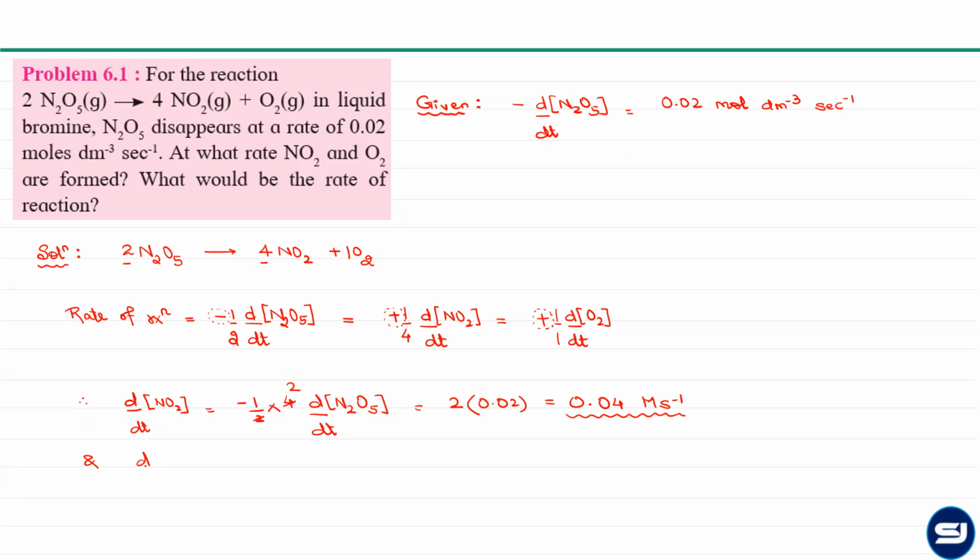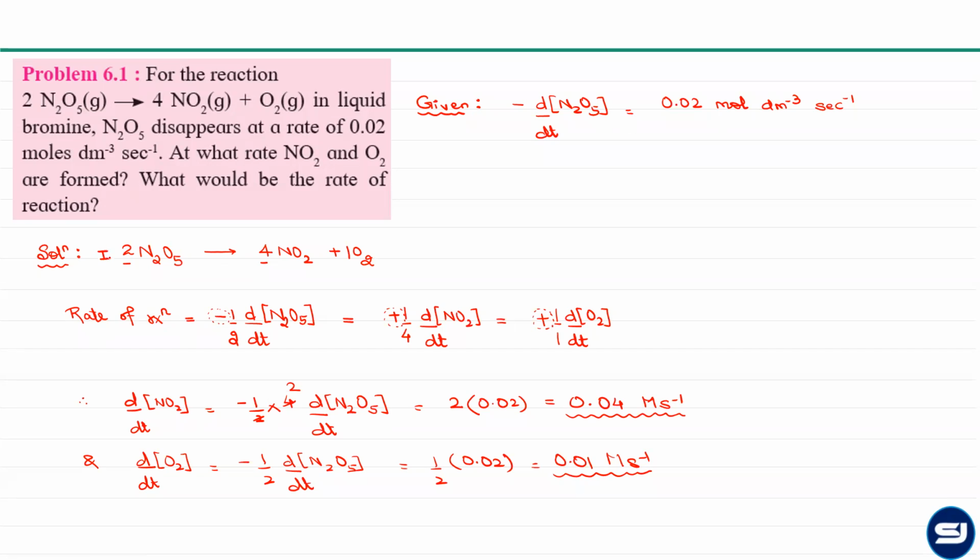And along the same lines, d[O2] by dt, the rate of formation of oxygen, will be equal to minus 1 by 2 into d[N2O5] by dt. Okay, so once again it will be half of minus d[N2O5] by dt, whose value is 0.02, and this will be equal to 0.01 molar per second. This is how you are going to solve for the boards.